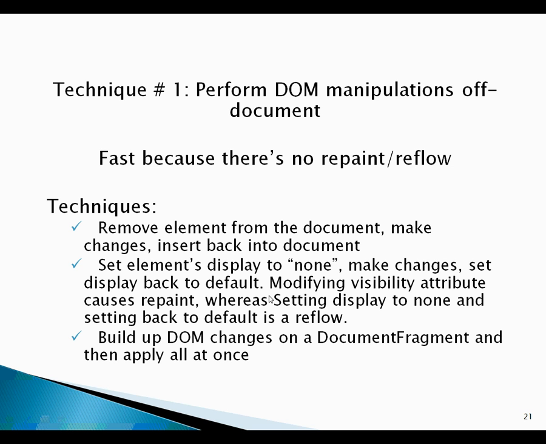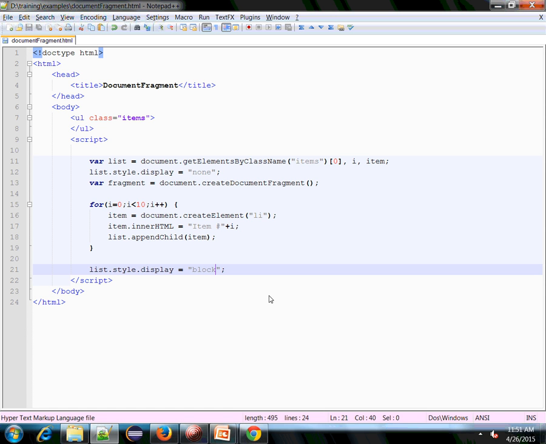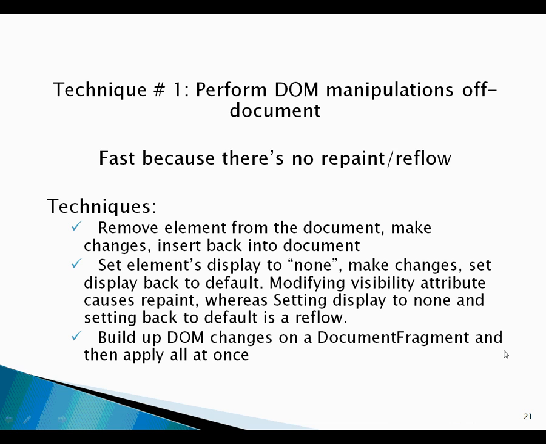Modifying the visibility attribute causes repaint, whereas setting display to none and setting back to display default is the reflow. So this causes only one reflow on the system. In fact, in this case also there will be two reflows, as the display was made none and was made back to block. So in this case also you have two reflows on the browser.